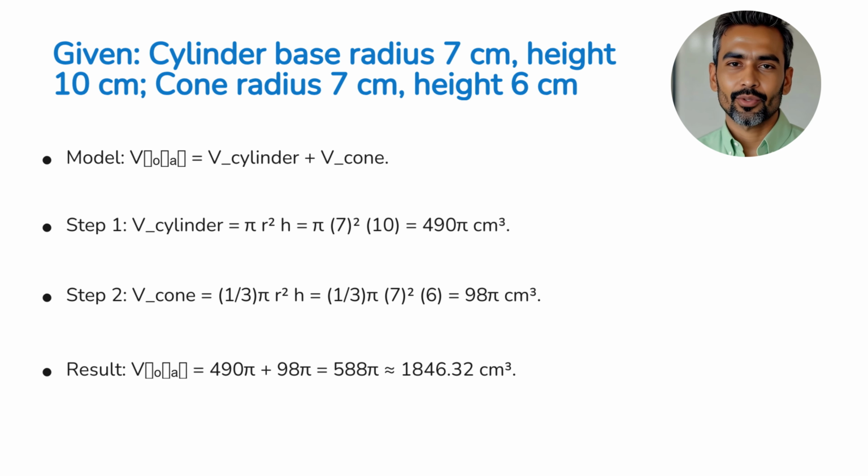Add them up. Total volume equals 490 pi plus 98 pi, which is 588 pi cubic centimeters. Numerically, pi is approximately 3.1416, so the total volume is about 1846.32 cubic centimeters. Imagine how much ice cream that is.